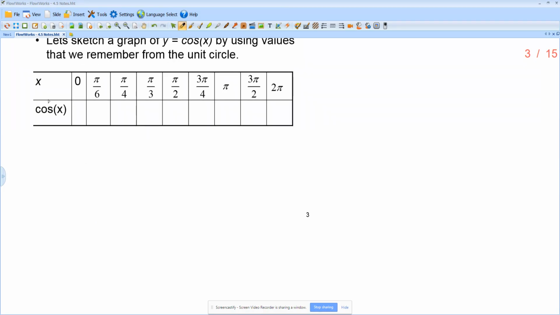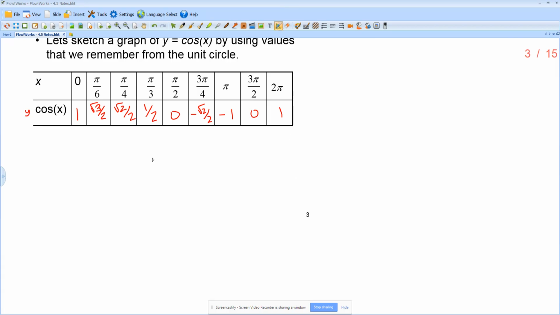So if we're talking about cosine, we're talking about the x values from the unit circle. However, this is still going to be y when I plot my points. But these are the x values from the unit circle. So when x is 0, that coordinate is 1. When x is pi sixths, that coordinate is √3/2. Pi fourths is √2/2. Pi thirds is 1/2. Pi halves is going to be 0. 3 pi fourths is going to be -√2/2. Pi is going to be -1. 3 pi halves is going to be 0. And 2 pi is going to be 1.